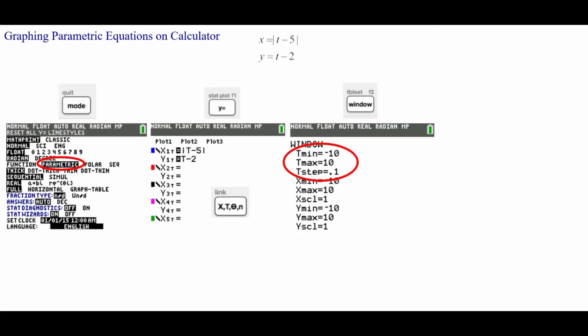At the end here, I just gave you some directions, reminders on your calculator of how to graph. You need to change your mode to parametric, go to your Y equals. You can use that X button, which will get you your T. And then always pay attention to your window, particularly your Tmin and your Tmax, because the directions will typically tell you what T values you want to graph over.